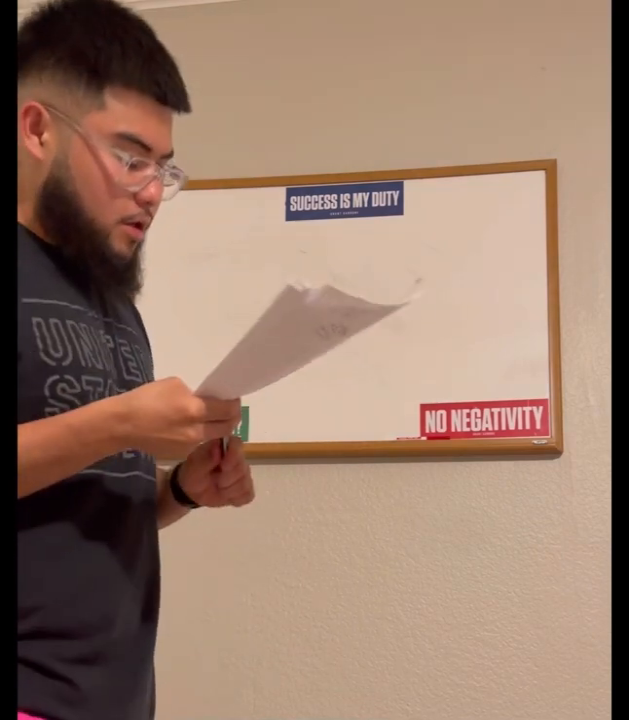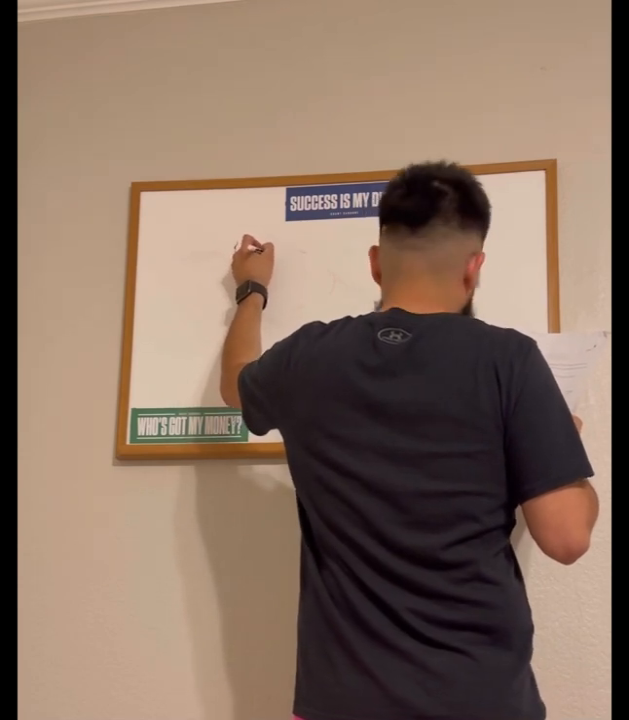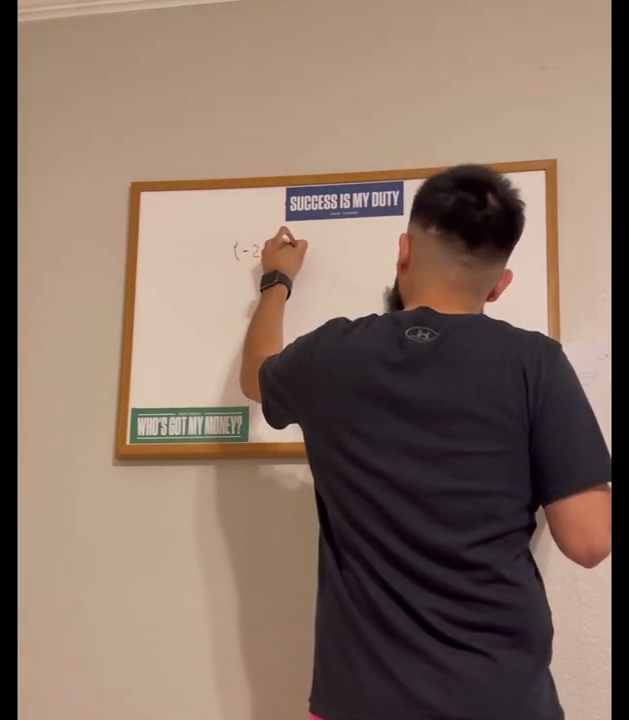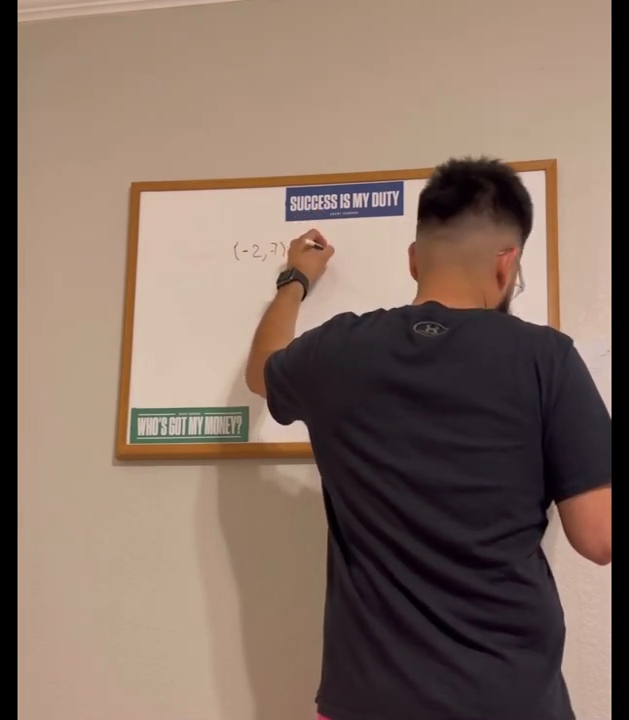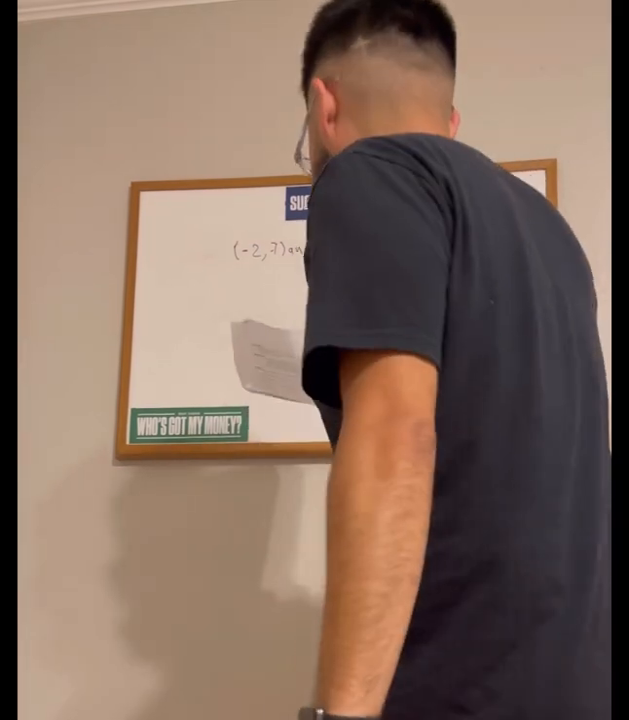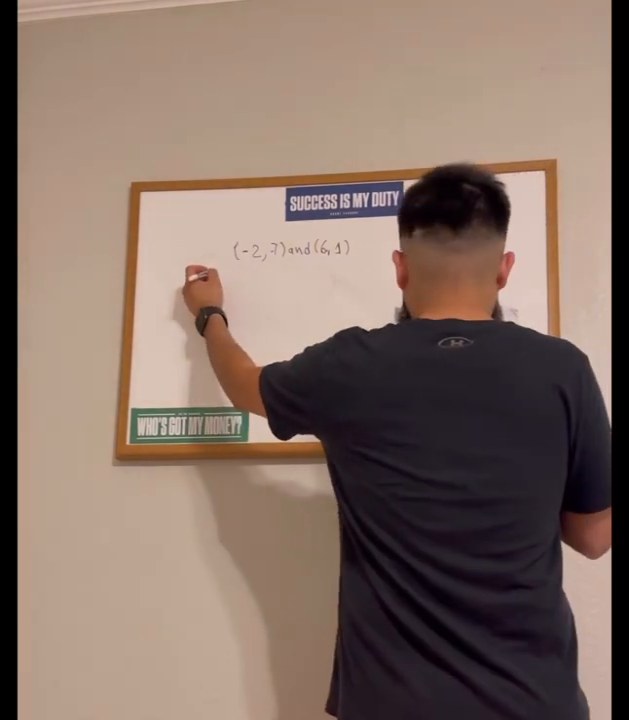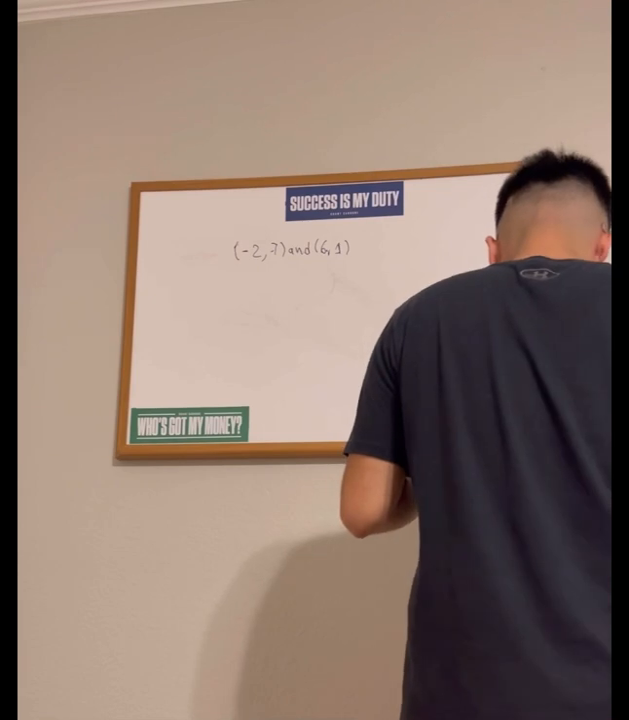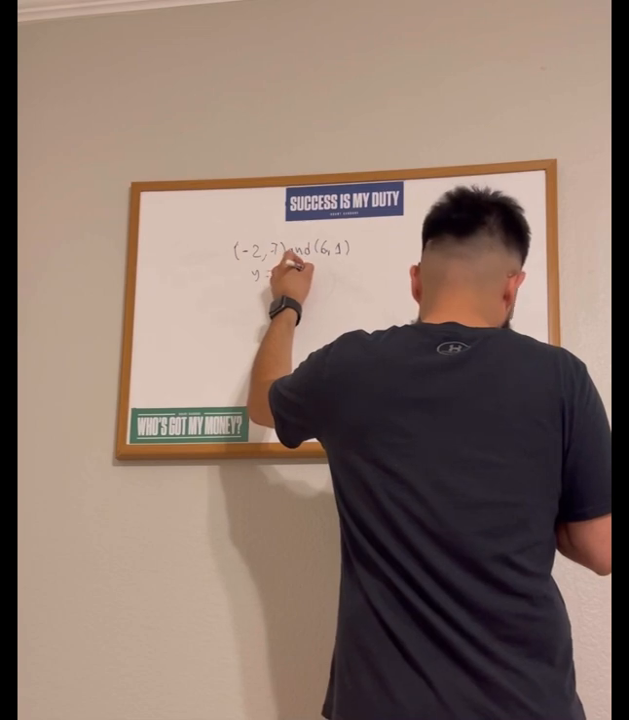Number 3. Write the slope intercept form equation of a line that contains the 2 points. Okay. So the first thing you have to do is put the problem right here, parentheses minus 2, 7, and 6. The formula you have to use is this one. The formula is y equals mx plus b.